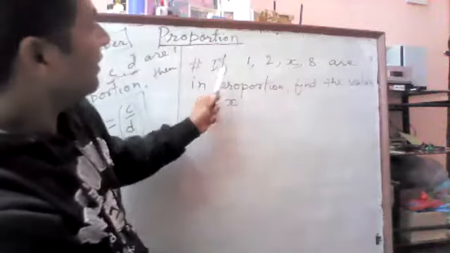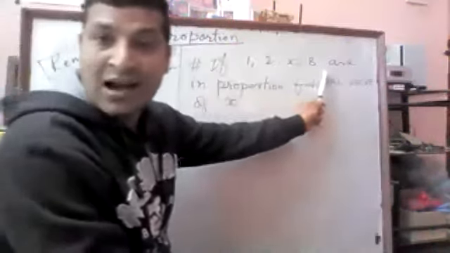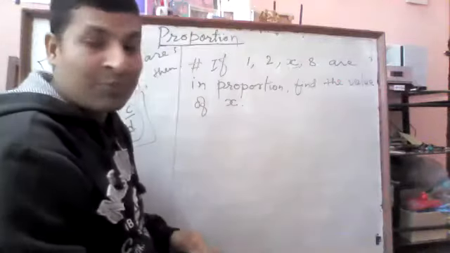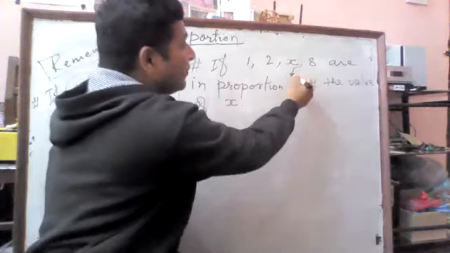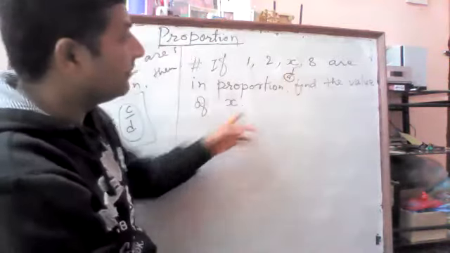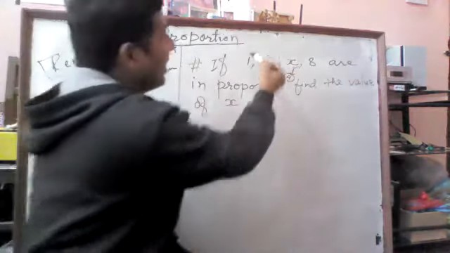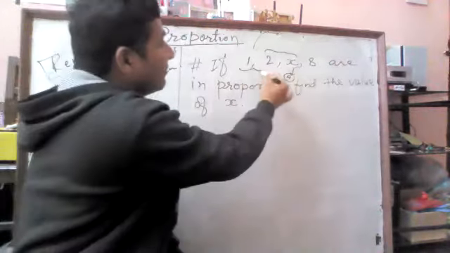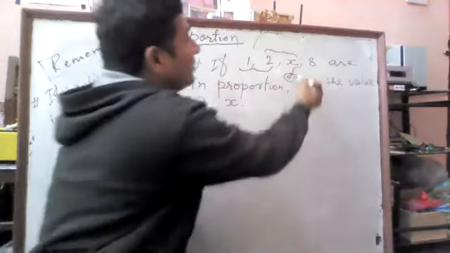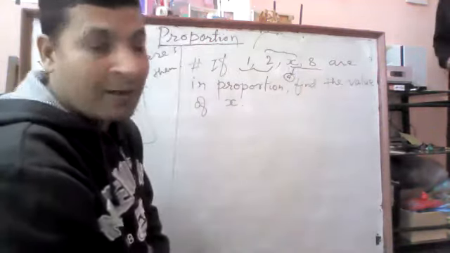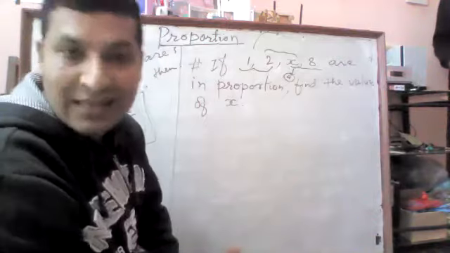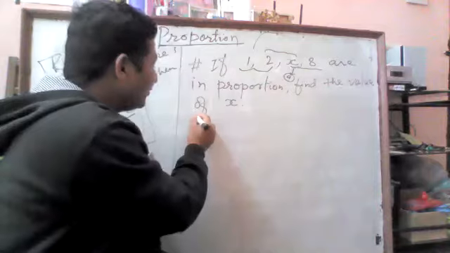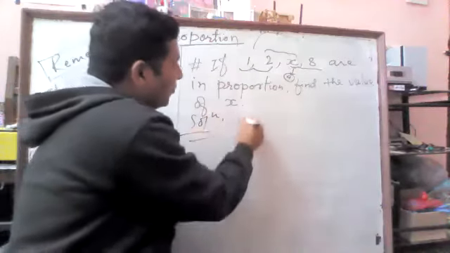Here is a question. If 1, 2, x, and 8 are in proportion, find the value of x. With our mental calculation, we can say that the value of x is 4, because we have already discussed it. If it was 4, then the product of extremes and the product of means are equal, and similarly the ratio of the first two terms and the ratio of the second two terms were also equal. But if we can't do it mentally, then we need a process for bigger numbers or other types of numbers.